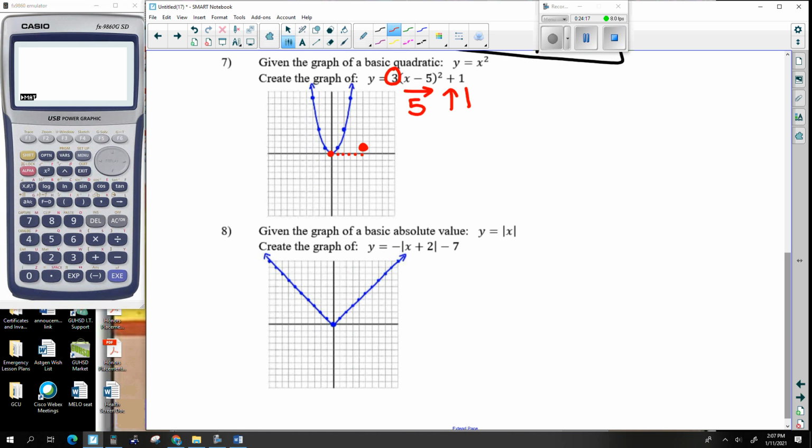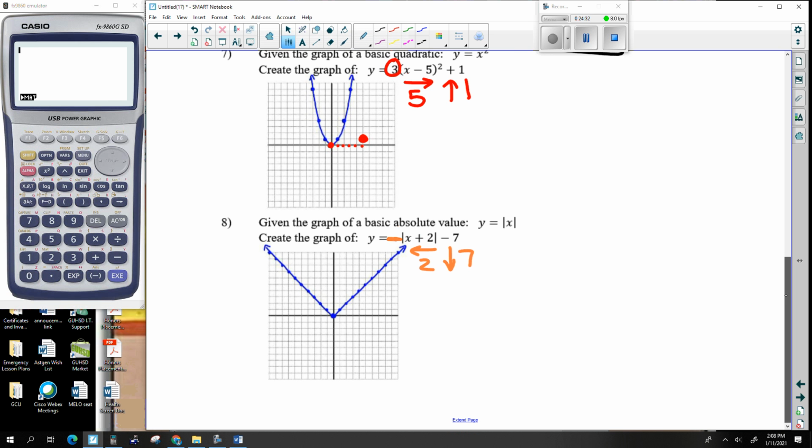So I'll come back to number 7. So for instance, number 8. Yeah, I see that there's a minus here. However, I'm going to do all of my motions first. So I go left 2, down 7 first. So left 2, down 7. Ta-da. So do all of those motions first.